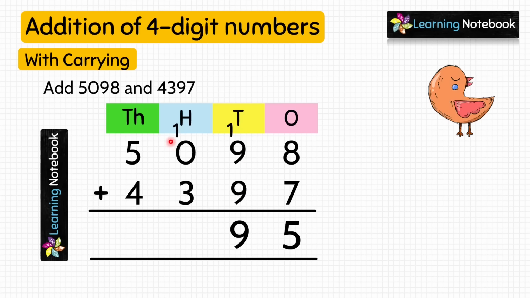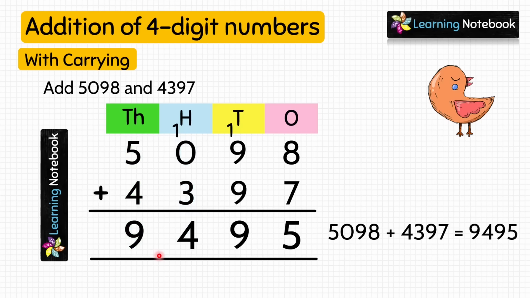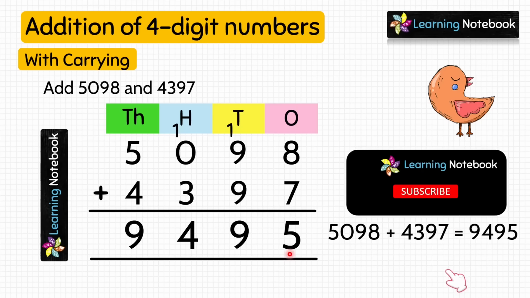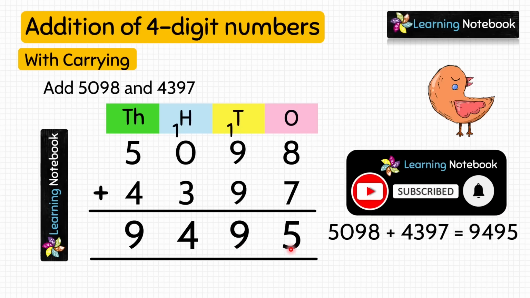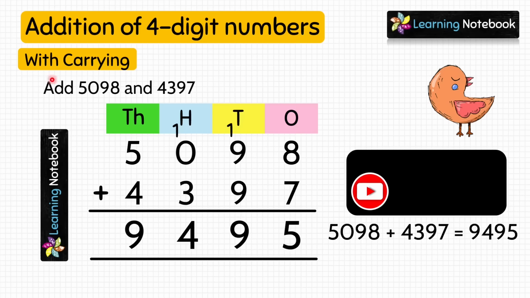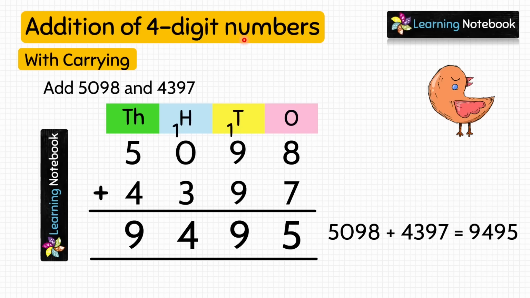Next, add the digits at hundreds place. So 1 carry plus 3 equals to 4. Next, 5 plus 4 equals to 9. So this is our answer. 9495. So now students, I am sure you have understood how to do addition of 4-digit numbers with carrying.